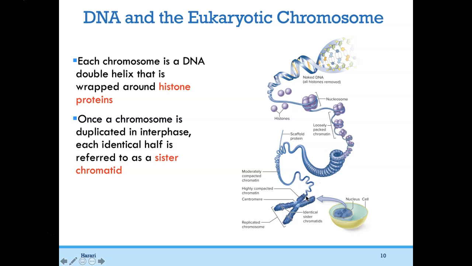Normally, we only have one of these chromosomes, but it gets replicated during interphase. We call each of the halves of this replicated chromosome a sister chromatid. So these two halves of the replicated chromosome are sister chromatids. This sister chromatid is identical to this sister chromatid.